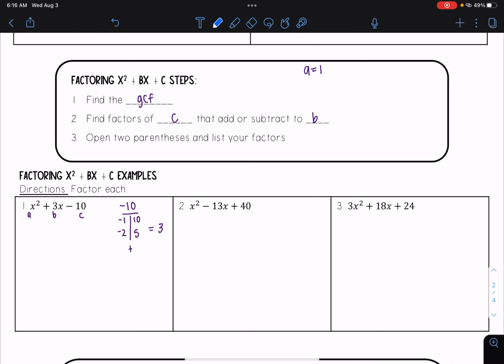So looking between these 2 pairings, I see that the 2 numbers that add up to equal 3 are negative 2 and 5. And so that means that this in factored form is x minus 2, x plus 5.